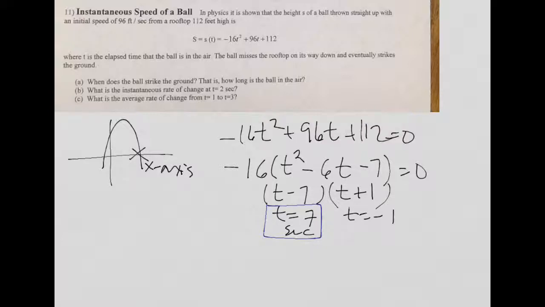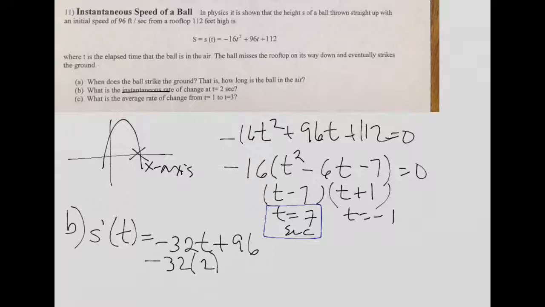For part B, they're asking what's the instantaneous rate of change. That's the magic word, instantaneous. That means find the derivative. So let's find the derivative of the equation. That would make it negative 32t plus 96. Now I'm going to plug in the 2 seconds and work it out. So it comes out to 32 feet per second is my rate of change at 2 seconds.